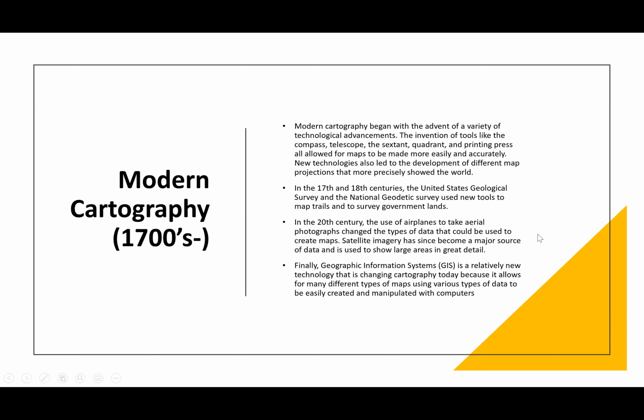And then finally, GIS is relatively new in that it's changing cartography today because it allows many different types of maps using various types of data to be easily created and manipulated with computers.